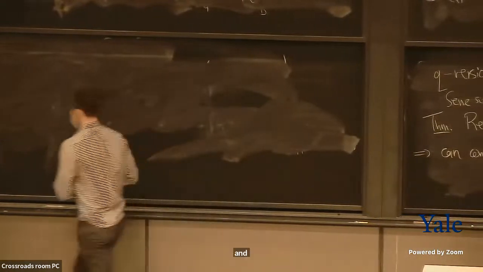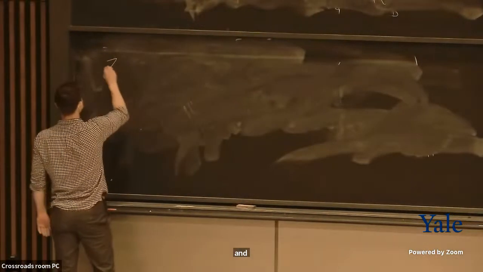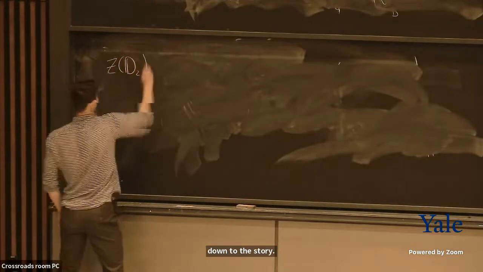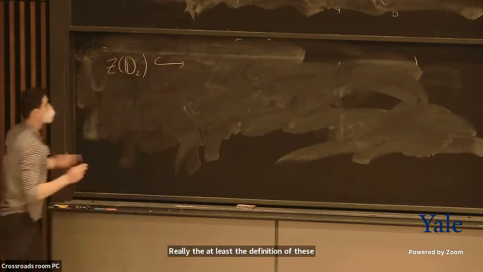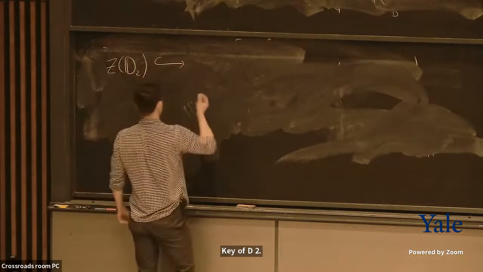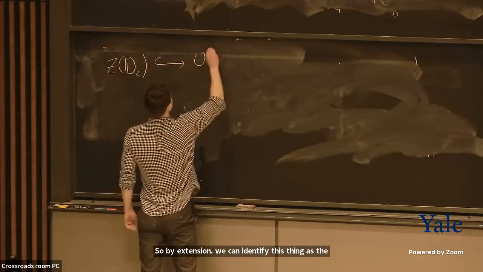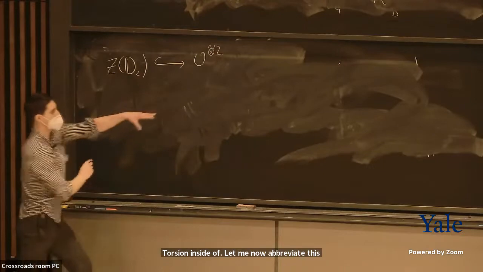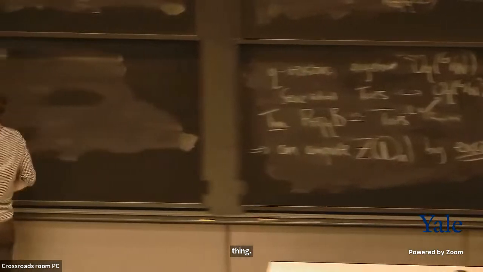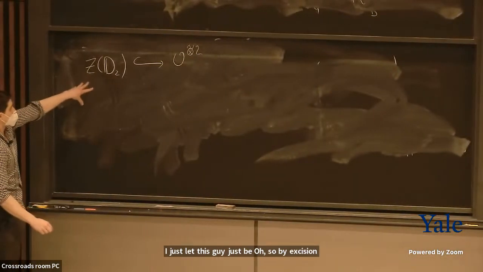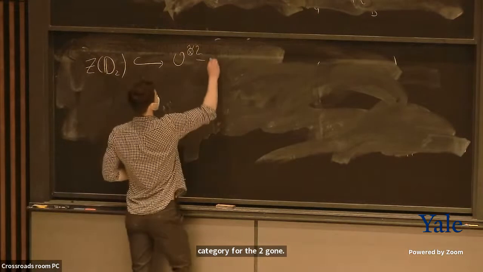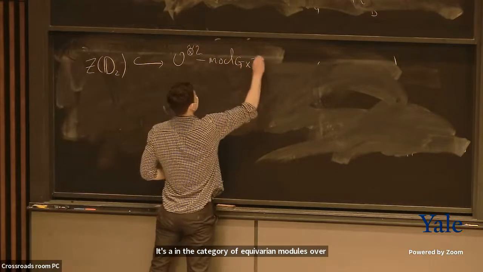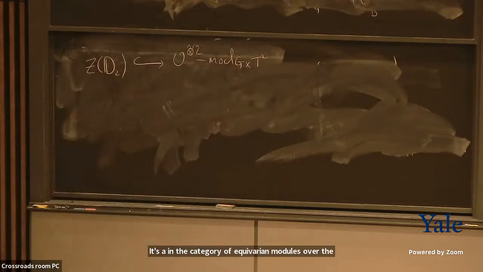And so the key point is that, at least for the definition of these subcategories, it all boils down to understanding the story for G of D2. By excision, we can identify this as the orthogonal complement to torsion inside of, let me now abbreviate this OQ thing by just O, the category of equivariant modules over the braided tensor square of this algebra OQ G mod n.